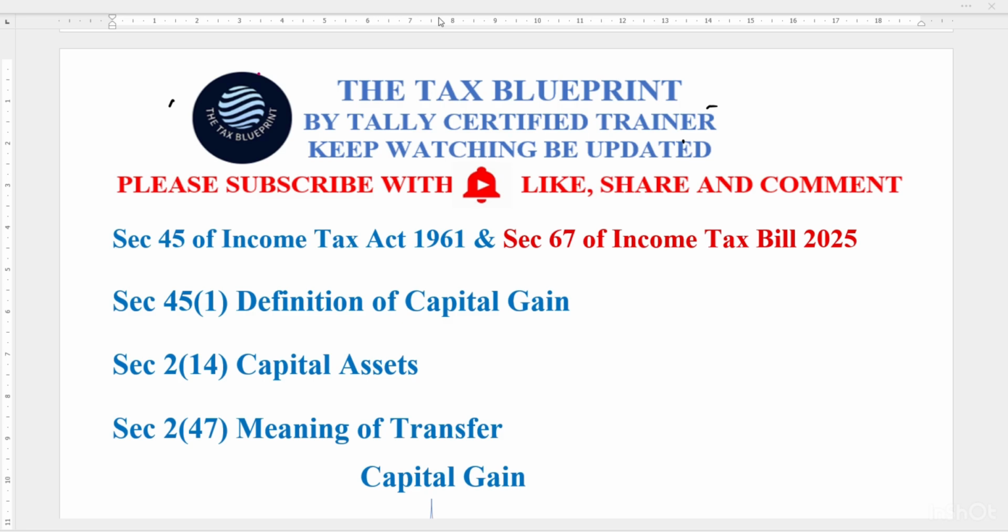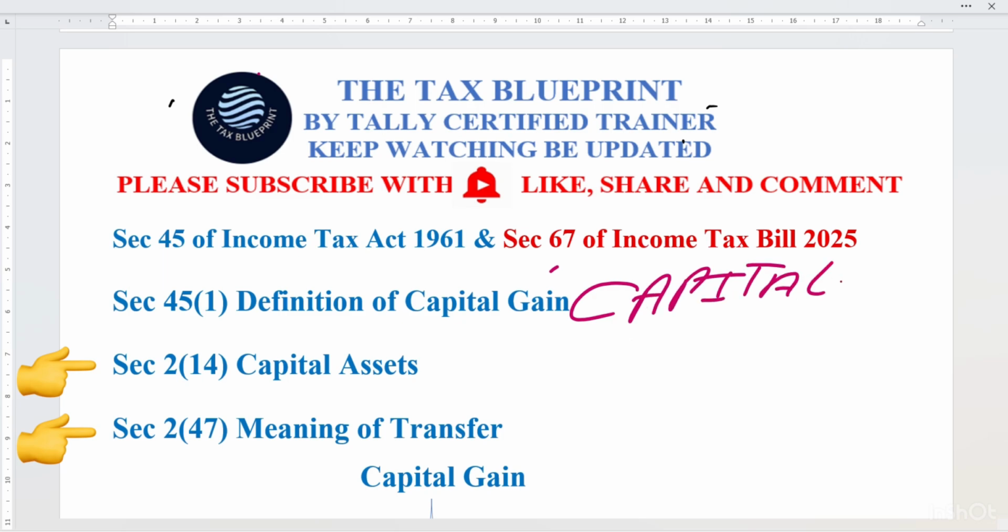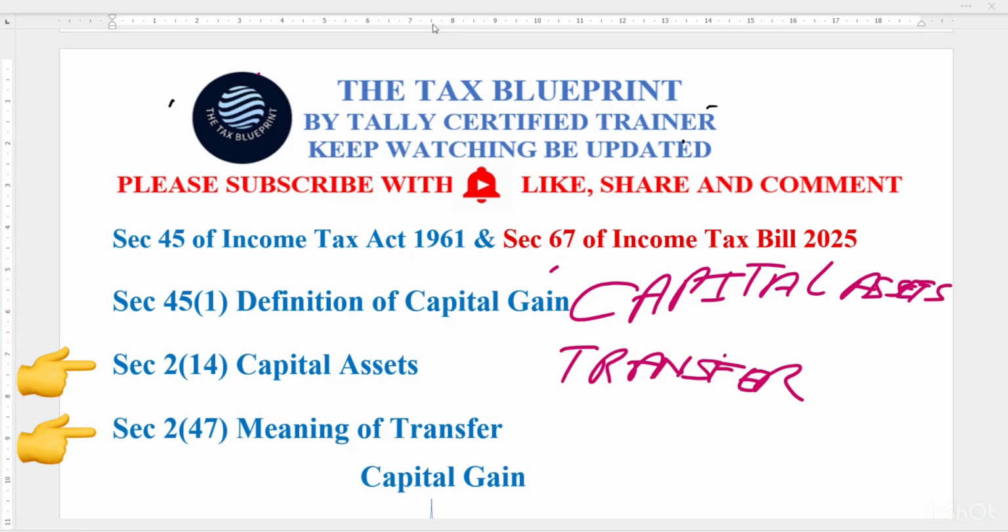So the two important aspects coming out from this definition: one is capital asset, the other one is transfer. So we must know what exactly it means. Capital asset is defined in section 2 clause 14 and the meaning of transfer is defined in section 2 clause 47. We are taking it one by one. First of all, we are going to discuss section 2 clause 14, which says what is capital asset.